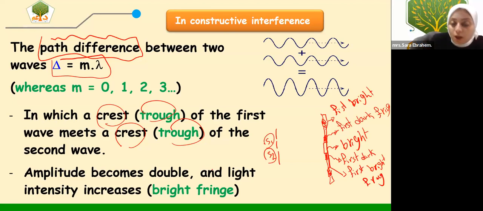Look, the path of the light wave comes from slit 1 to the center, and this path of the light wave comes from slit 2. So they come from the slits to the same point, and the distance is equal. So this path is equal.